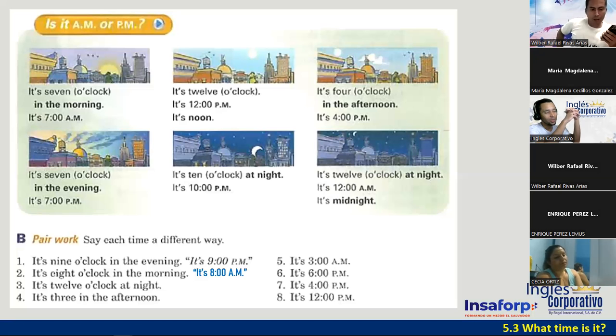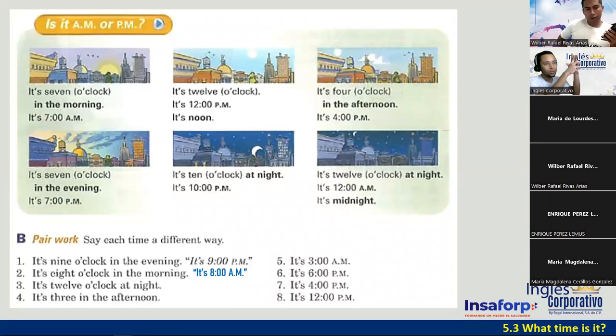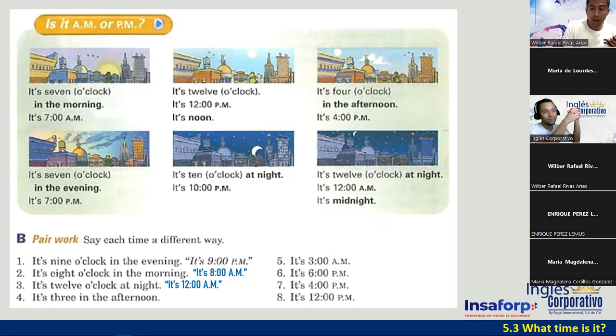Okay. Veamos. It's 12 o'clock at night. Son las 12 en la noche. Cuando eso sucede, entonces es 12 a.m. Porque p.m. es sol, es el mediodía. Ah. Ajá. Okay. All right. Thank you. María de Lourdes, number three.